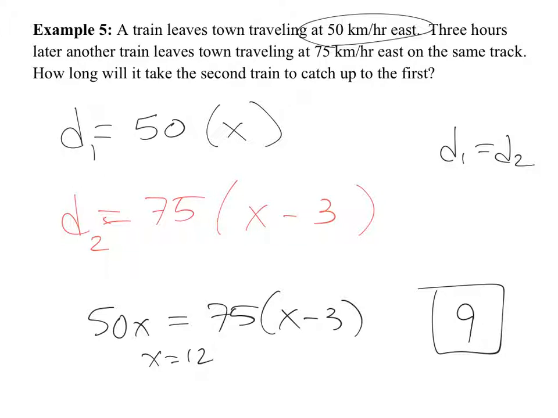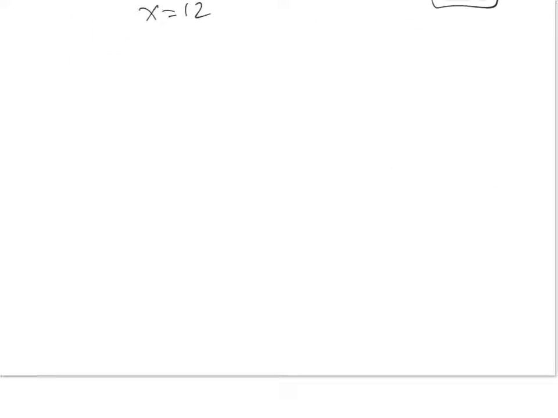Let me show you another way to do this. That way is the way to do it algebraically. Let me show you a way to do this with a quick picture. Here's train 1. It gets a 3-hour head start. How far has it traveled in 3 hours? How far? 150. Why? How come? Because it's traveling 50 kilometers an hour. Kilometers, my bad. Kilometers per hour. Very good. So 150 kilometers. All right.